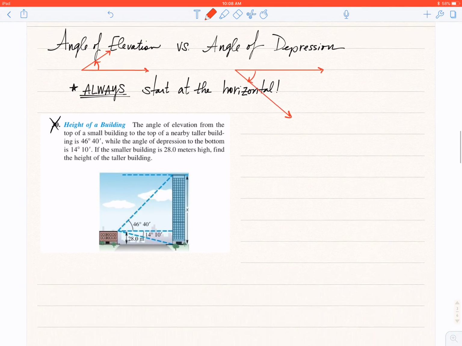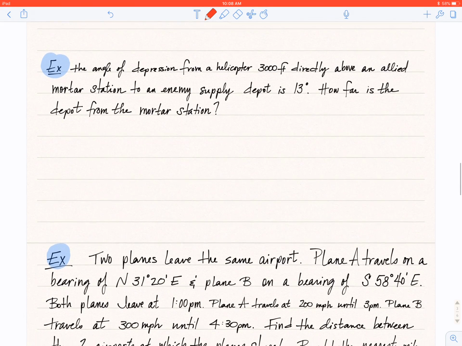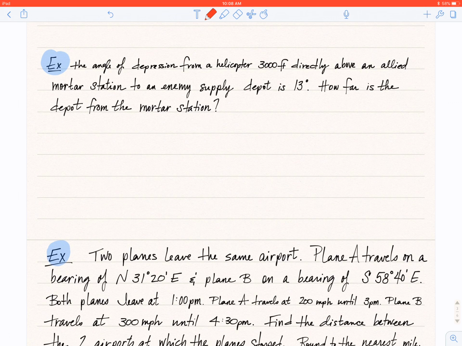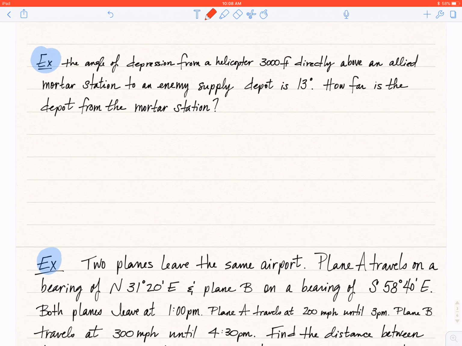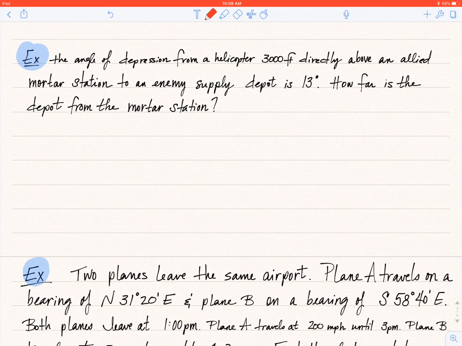For time's sake, I'm skipping over number 30 and I'm going straight into the example here with a helicopter. You have another video that teaches you how to draw the picture for this problem, so make sure you go back and watch that on YouTube. So it says the angle of depression from a helicopter 3,000 feet directly above an Allied mortar station. So let's stop right there.